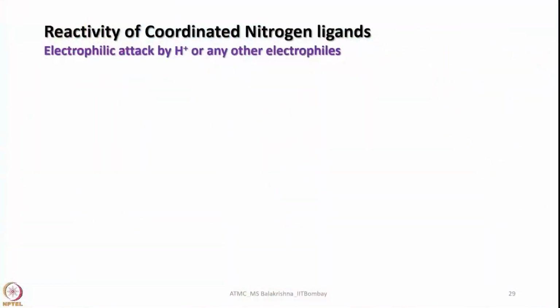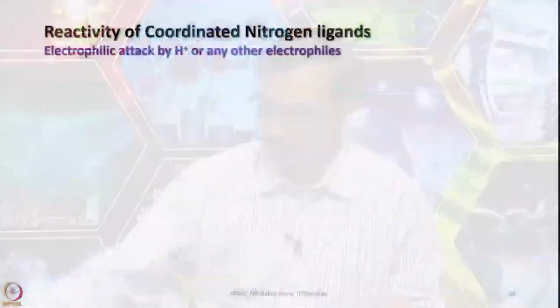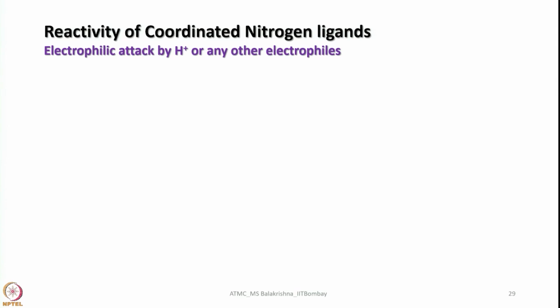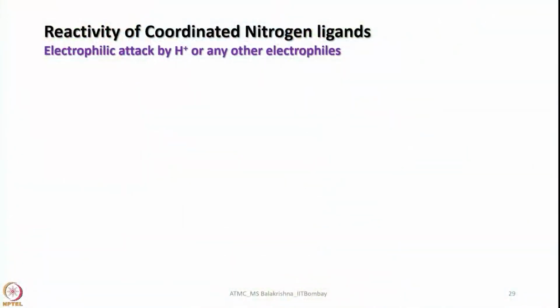Let us look into the reactivity of coordinated nitrogen ligands or nitrogen donor ligands. So, how electrophilic attack by H or any other electrophiles results in new products, we can see in a couple of reactions by choosing very specific examples. Let us consider a simple phosphine and nitrogen complex.